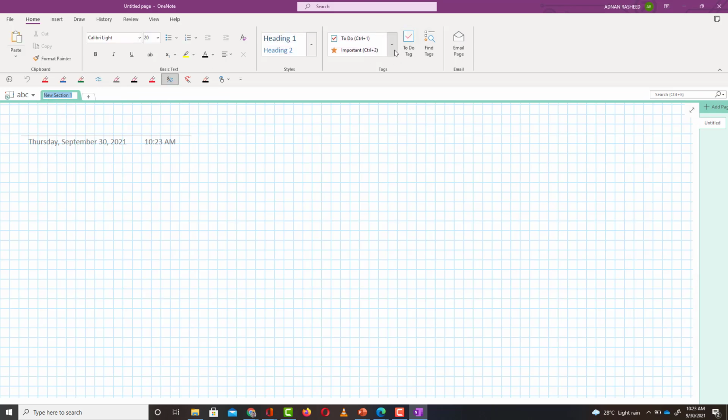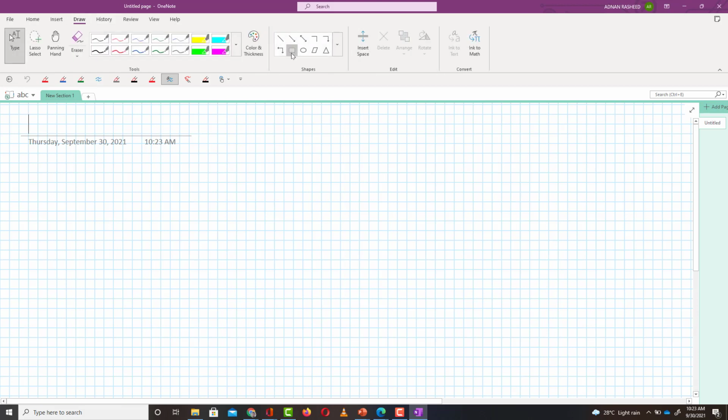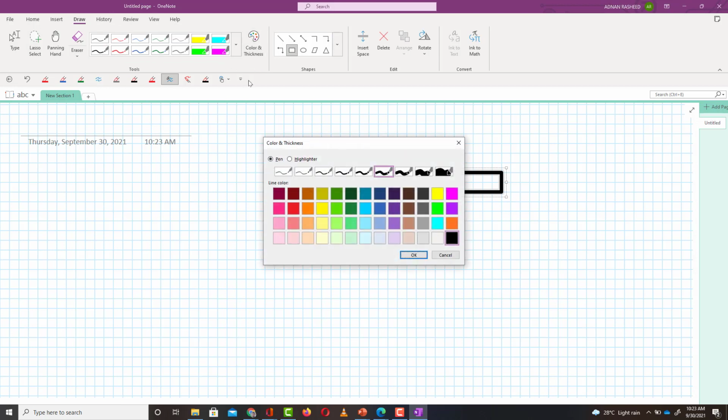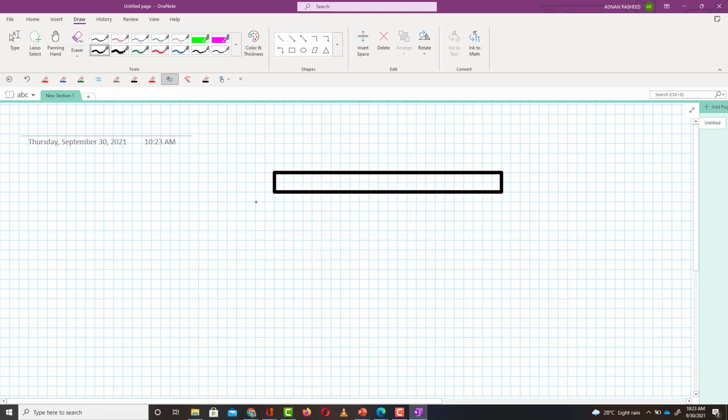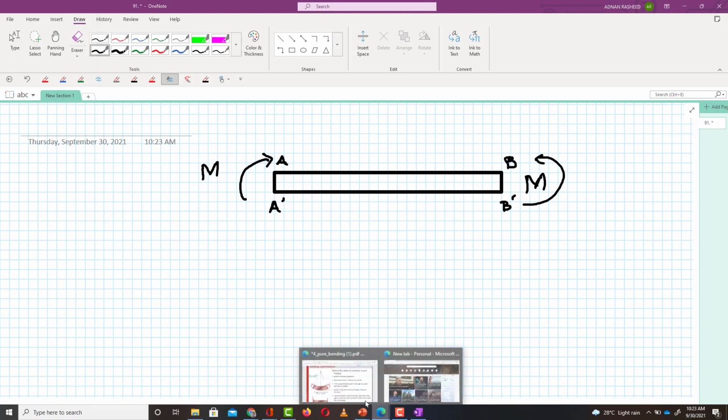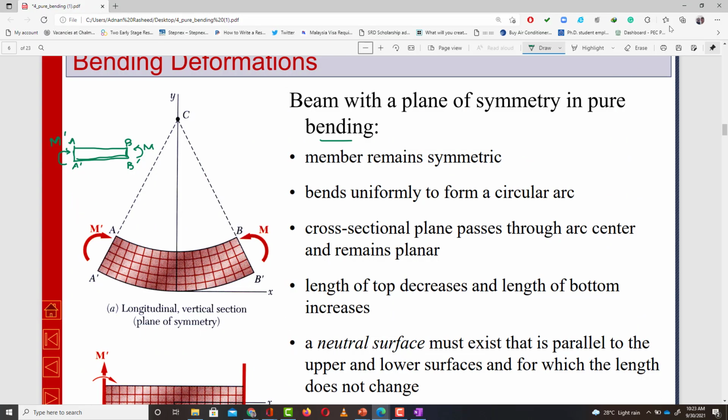Okay, so where are the shapes? This is the beam, for example, and it is subjected to couple M dash. This is the couple, two equal and opposite. This is A dash, this is B dash. Similarly, this is A or B. So we will go with the book. So A, it's okay, clear.